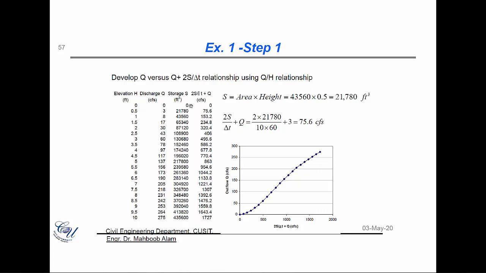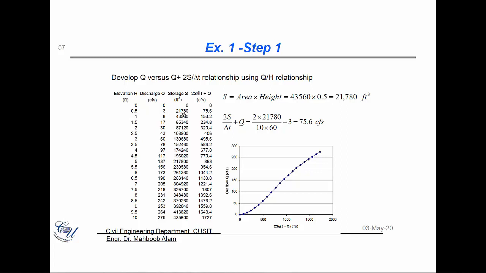The first row all are 0, 0 elevation, 0 discharge, so storage would also be 0, and 2s by delta T plus Q would also be 0. In the second step, when elevation is 0.5, the discharge is 3, this is given to us, and for this discharge, if I calculate the storage, in cubic feet, then I simply multiply this 1 acre converted into square feet multiplied by 0.5, and I'll get the storage.